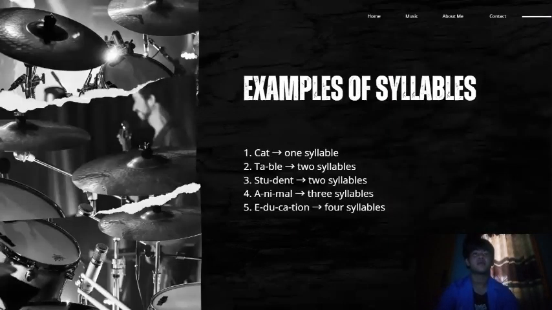And here are some examples of syllables in English words. The word cat has only one syllable. The word table has two syllables, which are ta and bol. Student also has two syllables. Animal has three syllables, and education has four syllables. These examples show that English words can have different numbers of syllables.